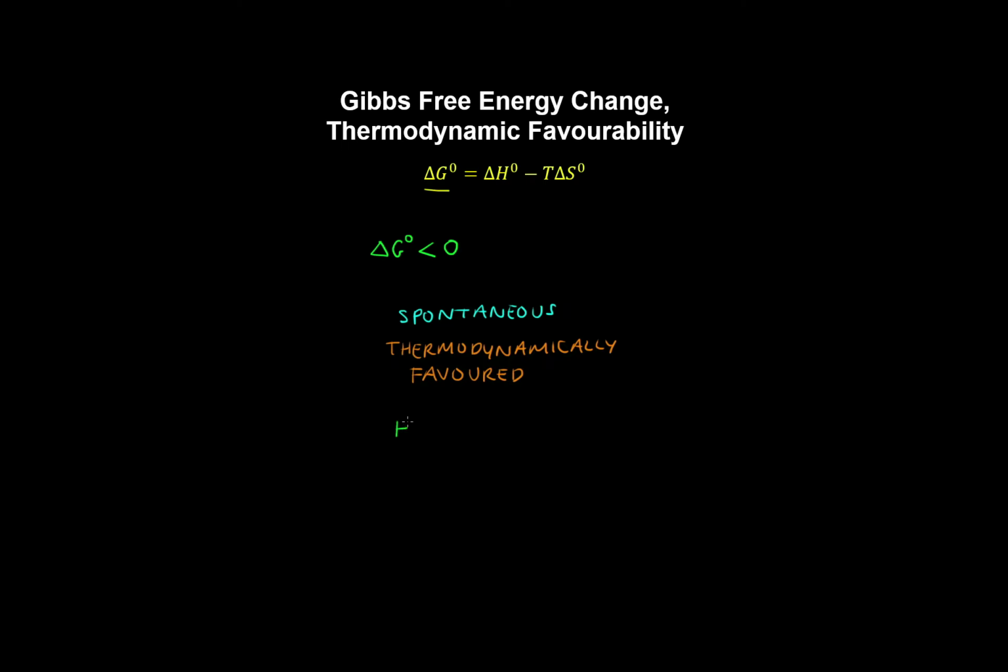So for example, if we have a phase change from water to ice, well, we know that heat was lost. So therefore the change in standard enthalpy is less than 0 for an exothermic process. And when water turns to ice, it becomes more ordered. So the change in entropy is less than 0.